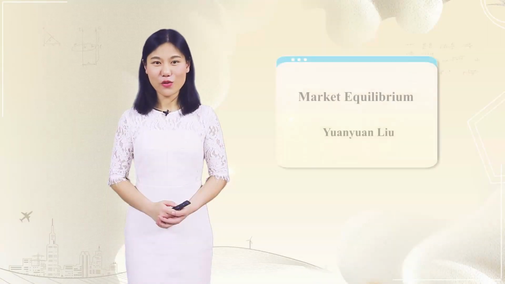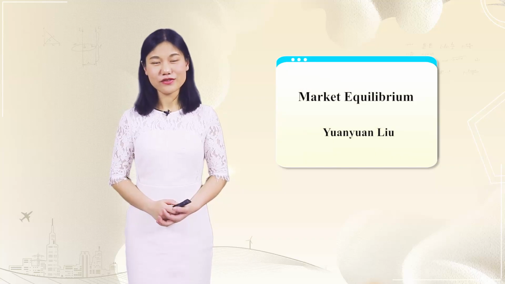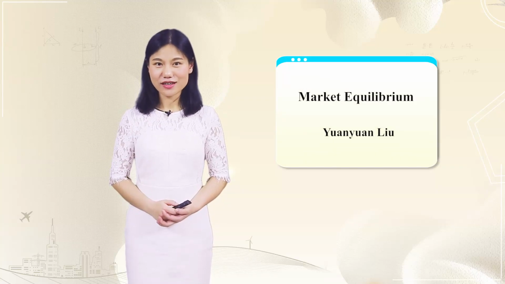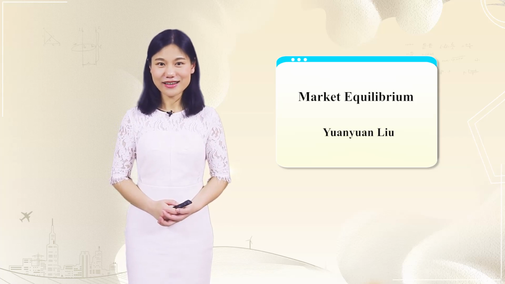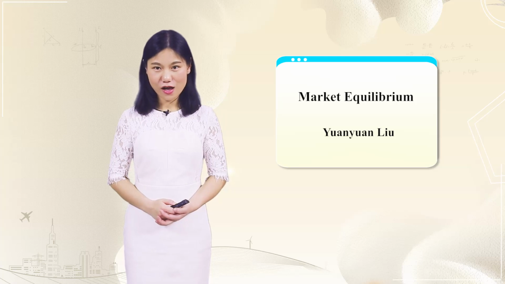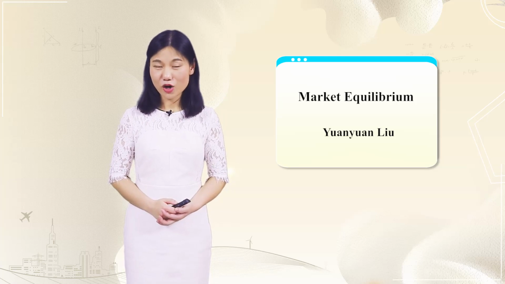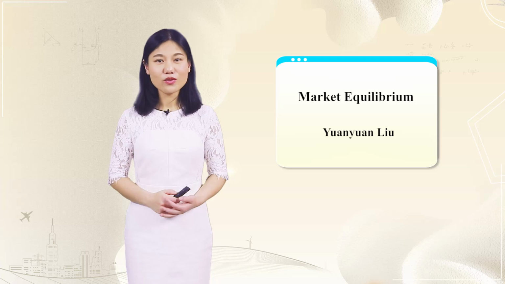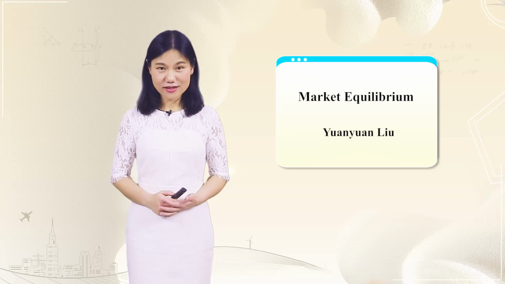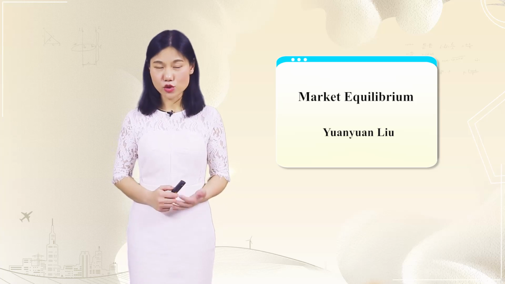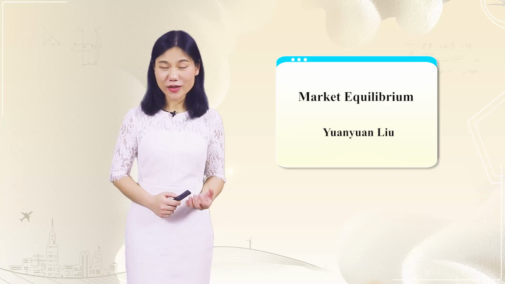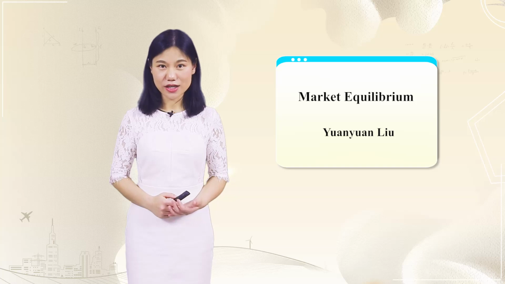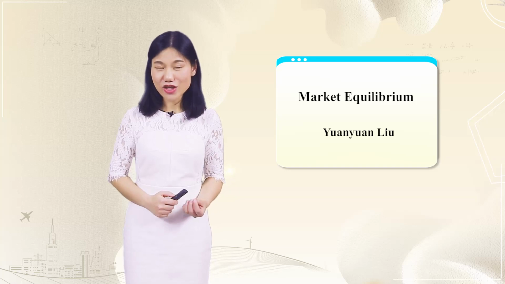Hello everyone, welcome back. Previously, we have derived the demand curve for the consumer. That's the relation between quantity demanded and market price. But how is the market price determined? We know that the market is a place where buyers and sellers trade. Therefore, to discuss the price determination, we need to consider both sides in the market.